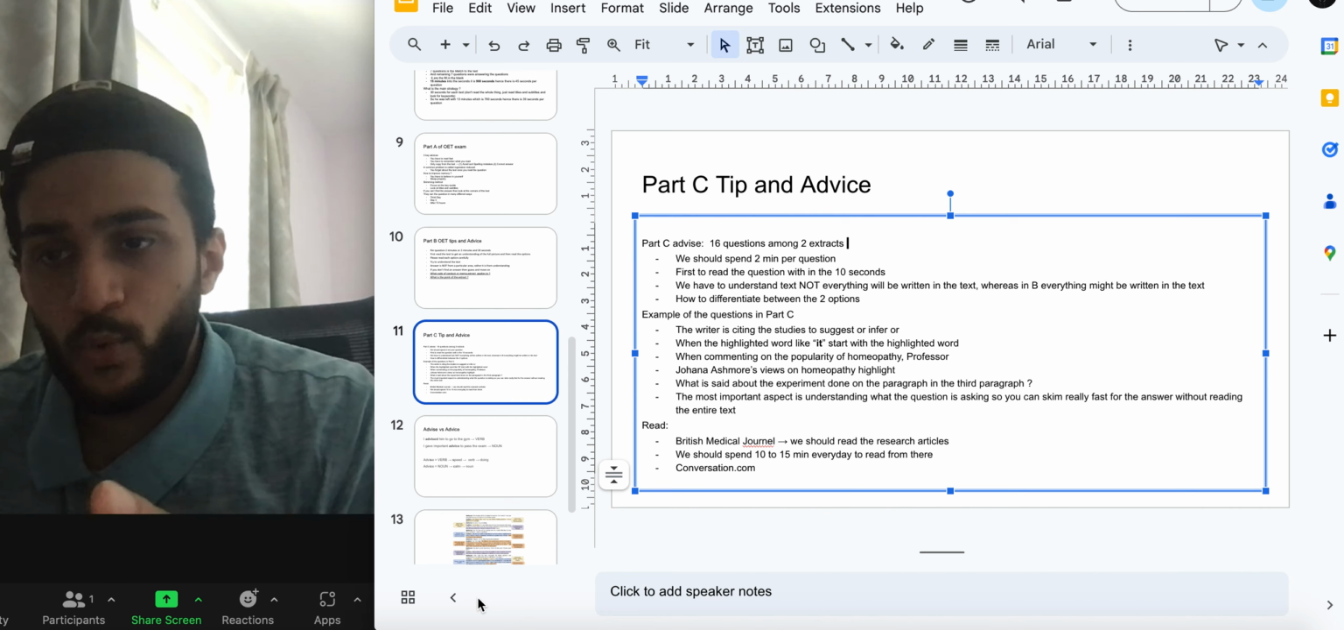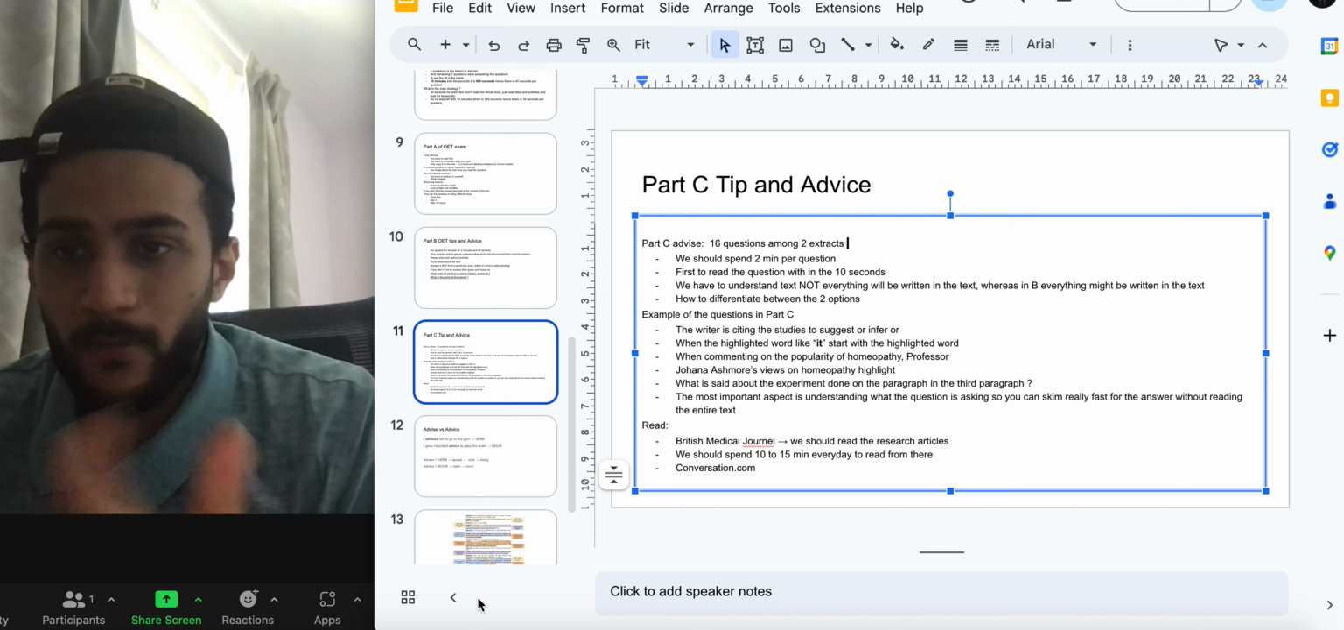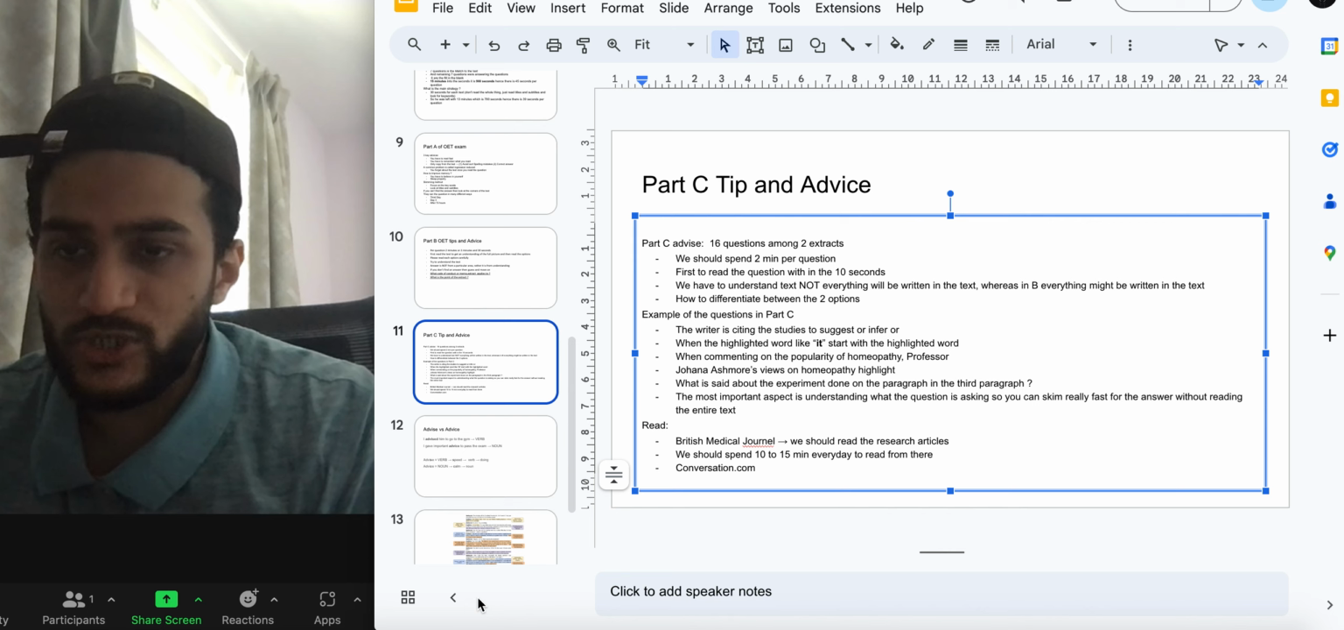So now what you want to do per question, you want to spend a maximum of 2 minutes per question. So no matter how much you want to spend, maximum 2 minutes and move on, because there's no point of spending too much time on one question.